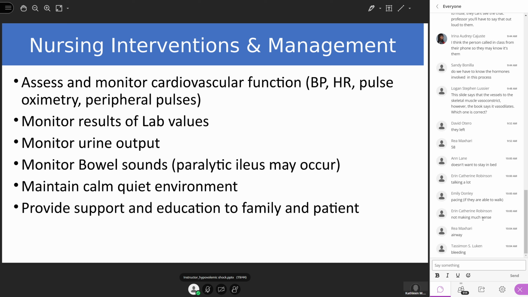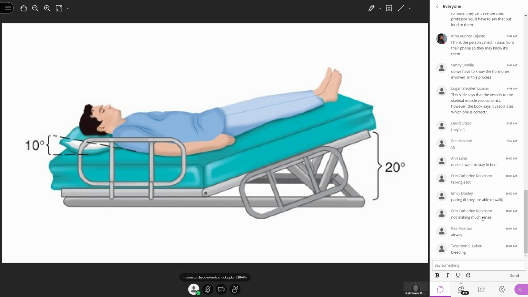This is just a picture of the Trendelenburg position that we talked about. You might want to elevate the legs as well to kind of promote the perfusion. So there's a lot of things that we can do as nurses until we get the blood or whatever else we might need.